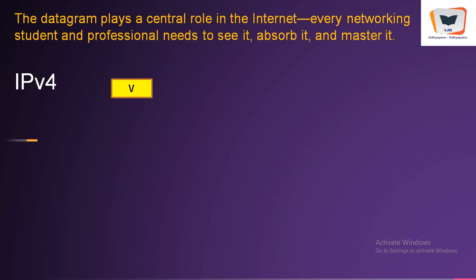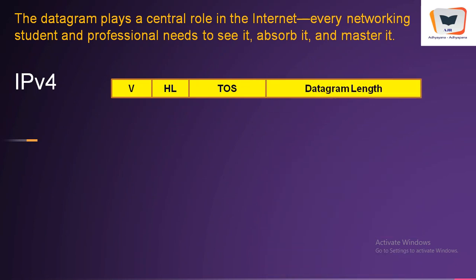An IPv4 datagram looks like this, with different fields, and these fields are inserted one by one for the sake of clarity. It is the version field, then comes the header length field, type of service field and datagram length field. Totally, the width of the datagram happens to be 32 bits.